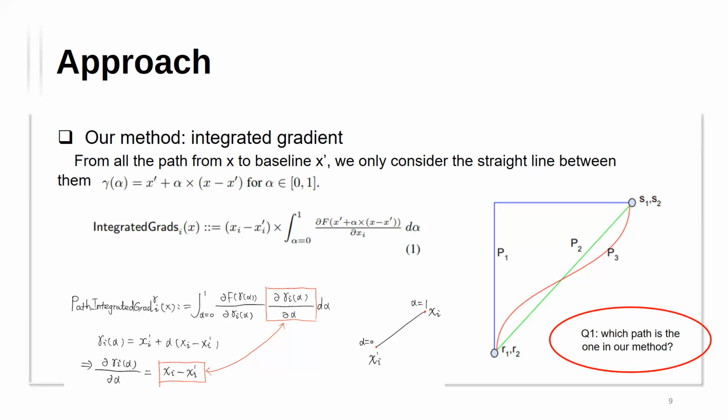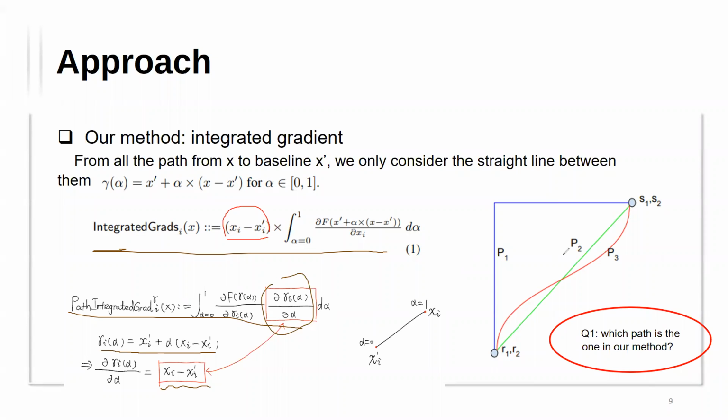Okay, sure. So remember the path integrated gradient is defined as the formula here. So when we choose the straight line, which is P2, gamma of alpha is equal to this formula. So we can calculate the derivative of gamma with respect to alpha, and replace this part with this formula. So that's why we get the formula we have here.